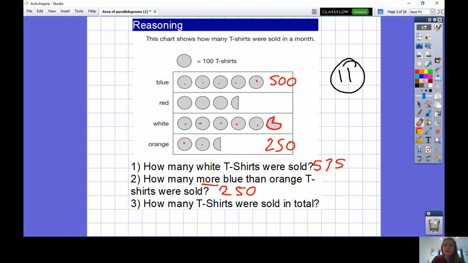How many t-shirts were sold in total? For this one, you just add up your full circles first is my advice. So that'd be 100, 200, 300, 400, 500, 600, 700, 800, 900, 1000, 1100, 1200, 1300, 1400, 1500. I now take these two halves and make 1600. This is 75, so that's 1675. Okay, count up how many wholes there are and then add on your part. There are 16 wholes and 3/4, which is 75.